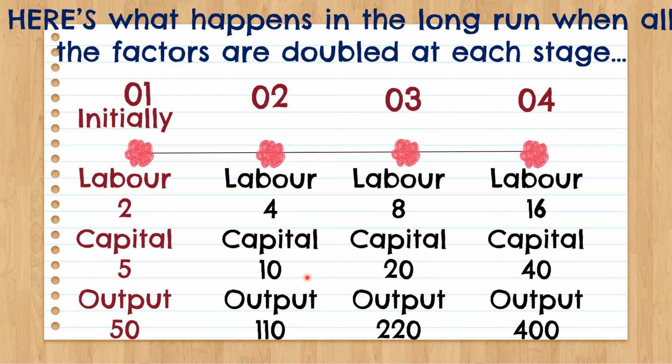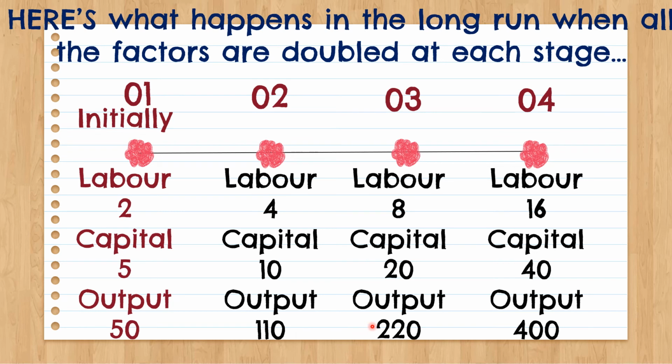Let's see what happens in the second stage when the inputs are further doubled. So at every stage, we are doubling the inputs. 4 becomes 8 units of labor, 10 units of capital becomes 20 units of capital, and we expect that output will double, and that is exactly what happens.